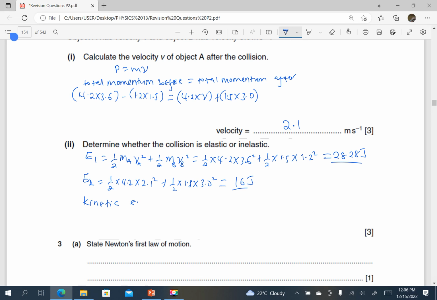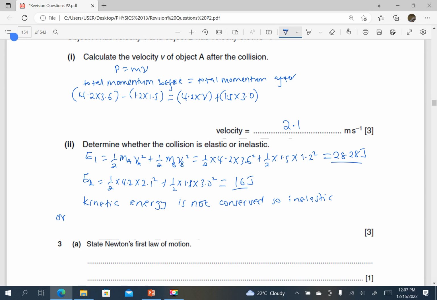Kinetic energy is not conserved. So inelastic. So that is method 1.